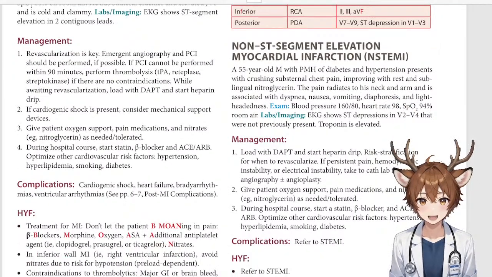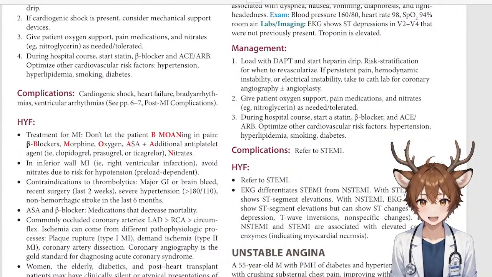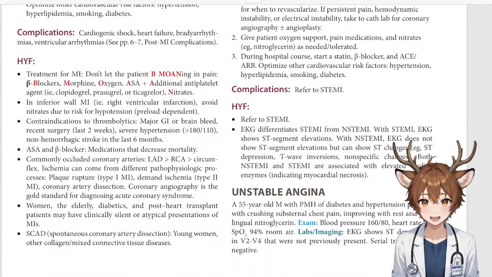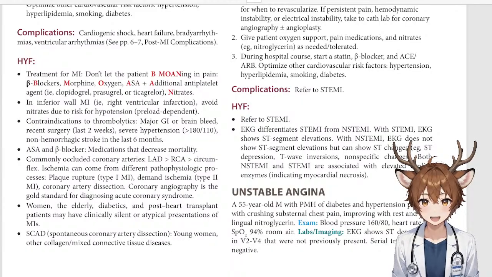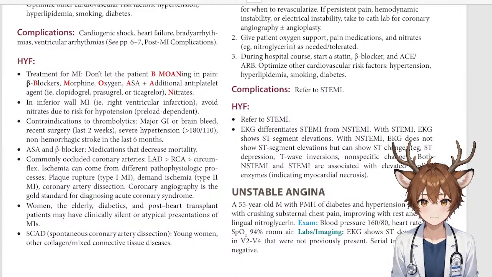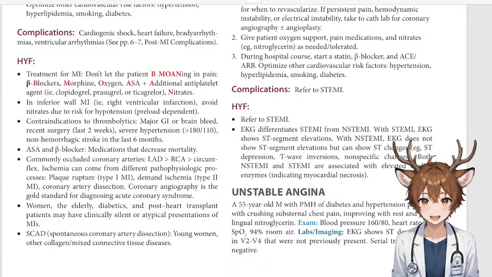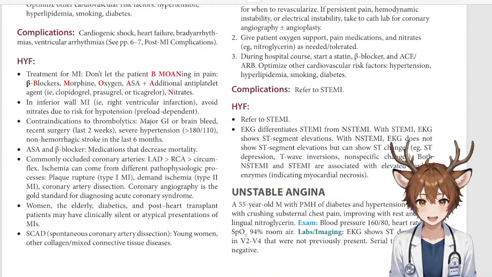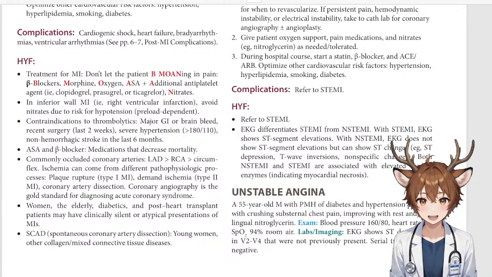Complications: cardiogenic shock, heart failure, bradyarrhythmias, ventricular arrhythmias, see pages 6 and 7, post-MI complications. High-yield facts. Treatment for MI: do not let the patient be moaning in pain. BMOAN: beta blockers, morphine, oxygen, aspirin plus an additional antiplatelet agent like clopidogrel, prasugrel, or ticagrelor, and nitrates.